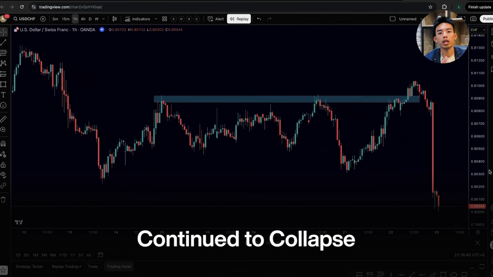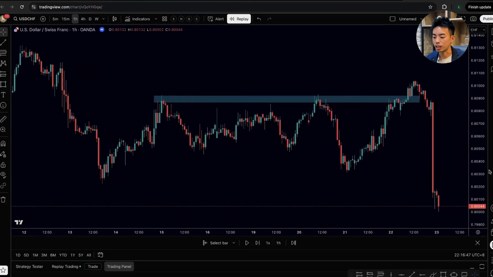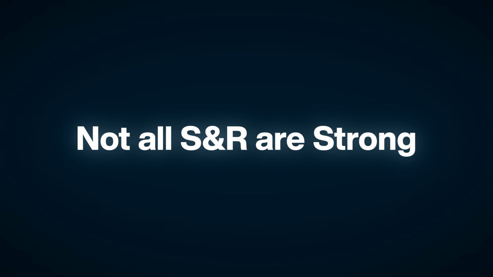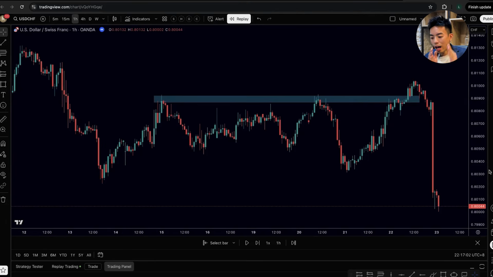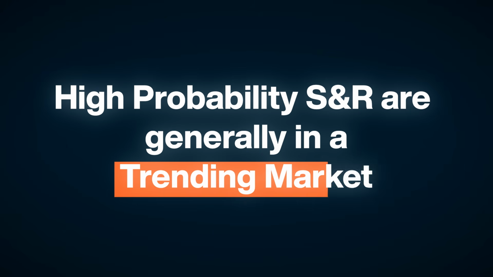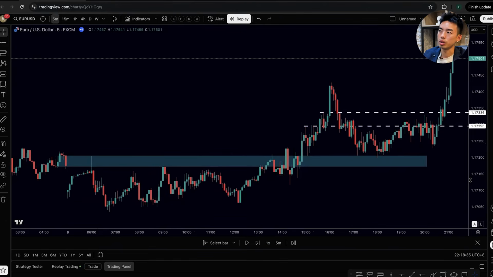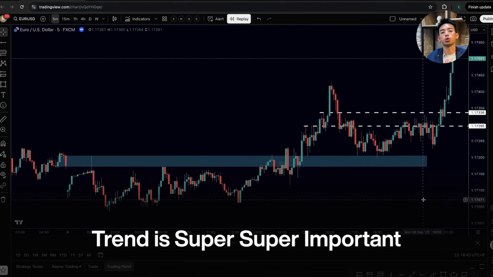Okay, so this is where it's super important to understand that not all SNRs are strong support and resistance. The best support and resistance that has a higher probability of responding in the right direction are generally the ones that are in a trending market. As well as this EURUSD first example we were looking at, where things are really turning around going into an uptrend. So trend is super important.